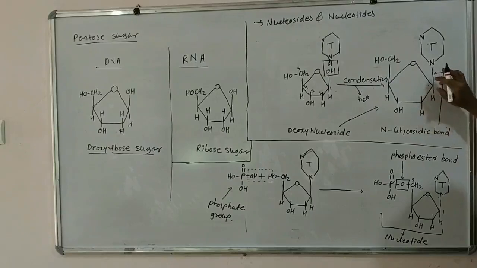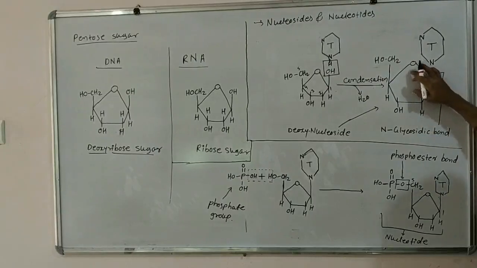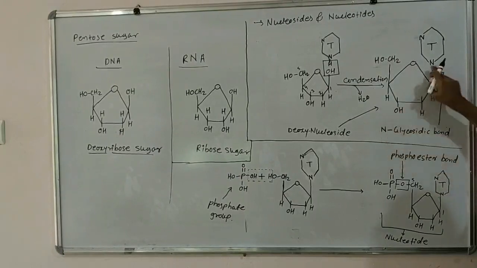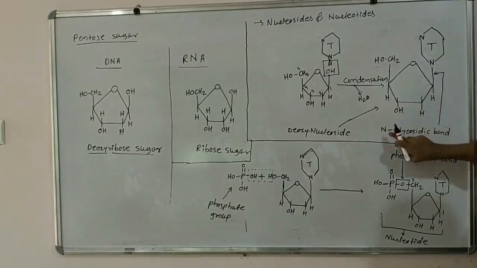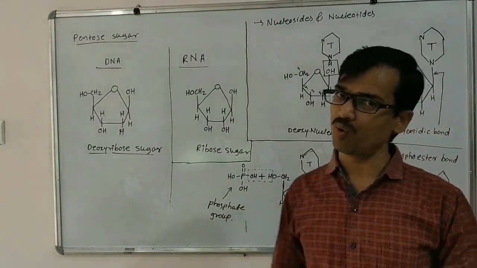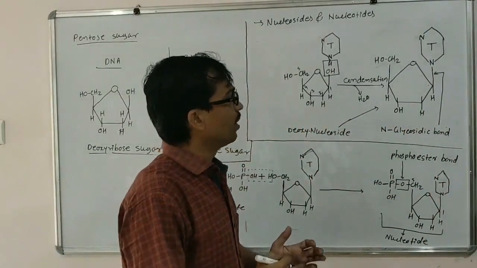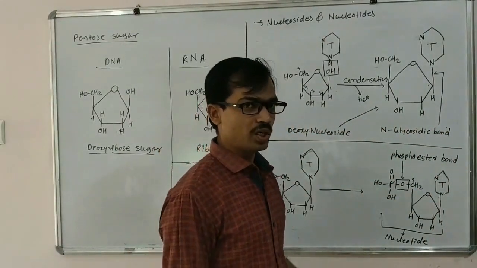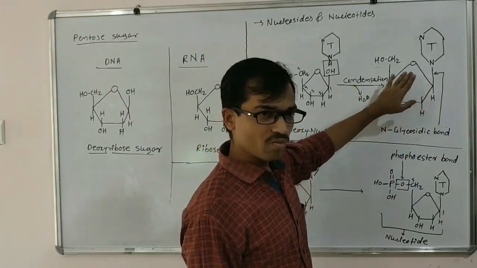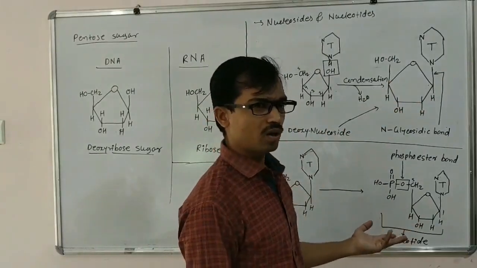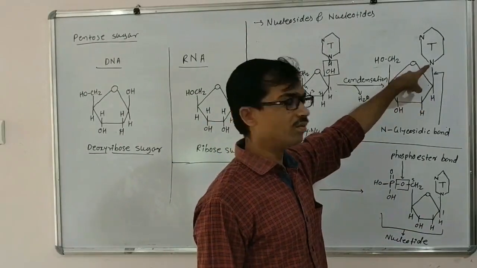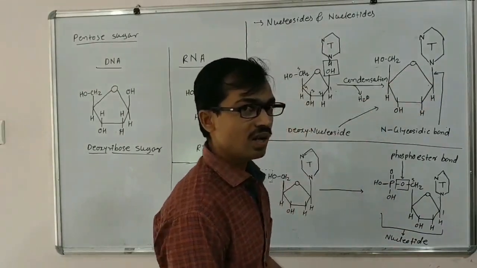Glycosidic indicates that it is a bond with a carbohydrate. So the carbohydrate is forming a bond with the nitrogen of the nitrogenous base. So because nitrogen is involved in the bond formation, it is called an N-glycosidic bond. There are two types of glycosidic bonds, N-glycosidic bond and O-glycosidic bond. If oxygen is the intermediate in the glycosidic bond formation, then that is called an O-linked glycosidic bond. And if nitrogen is part of the glycosidic bond, then it is called an N-glycosidic bond.